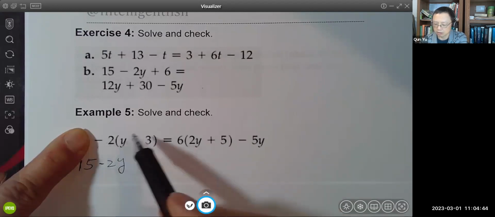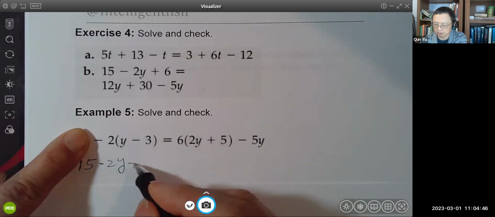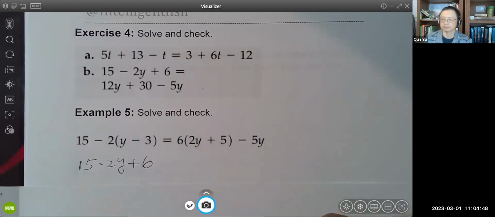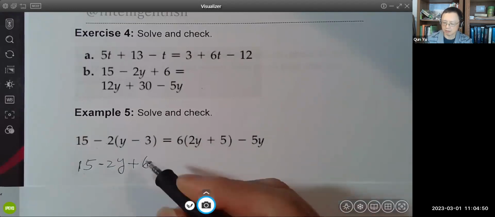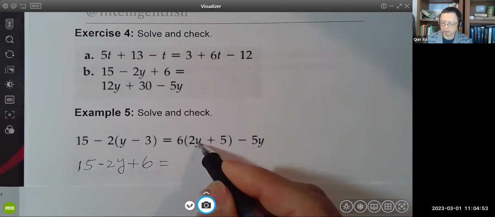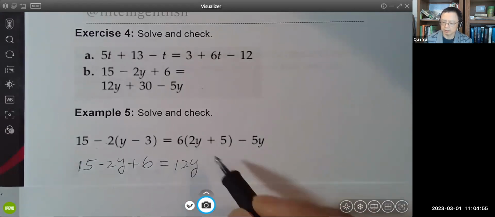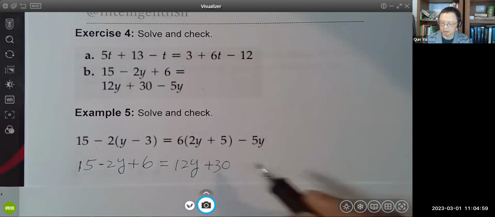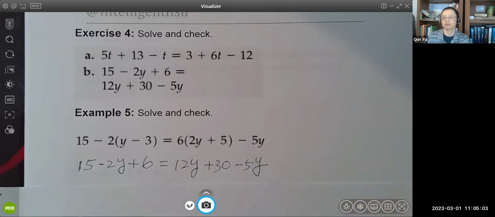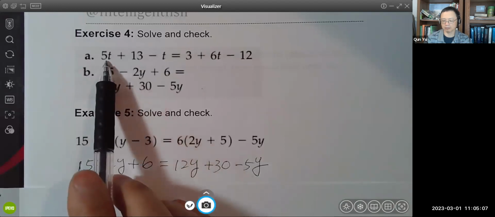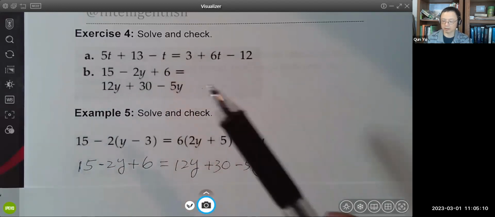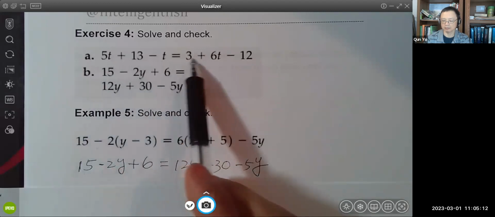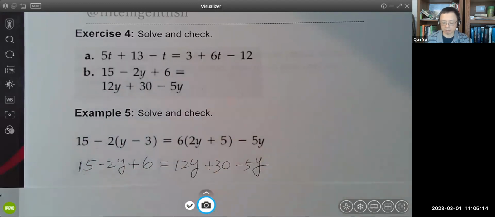And -2 times -3, that's +6. Now on the other side, 6 times 2y, that's 12y. 6 times positive 5, that's positive 30. Then minus 5y. And this pretty much has a similar structure as the previous example, as in here. It's pretty much like this kind of structure.